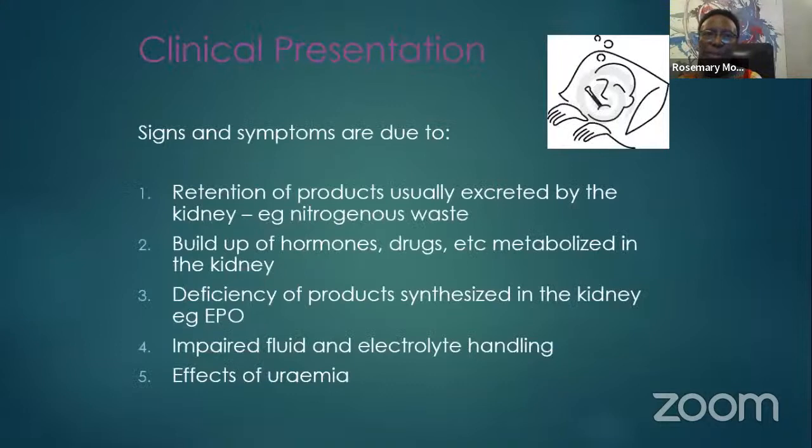Signs and symptoms of your kidney problems, especially your chronic kidney disease, will be coming from the retention of products that are usually excreted by the kidney. Okay, your nitrogenous waste, and then buildup of your hormones, drugs, etc., which are metabolized in the kidney. Other symptoms will be from deficiency of the products which are synthesized in the kidney, like your erythropoietin, which will give you the anemia, the impaired fluid and electrolyte handling, and the effects of the uremia.